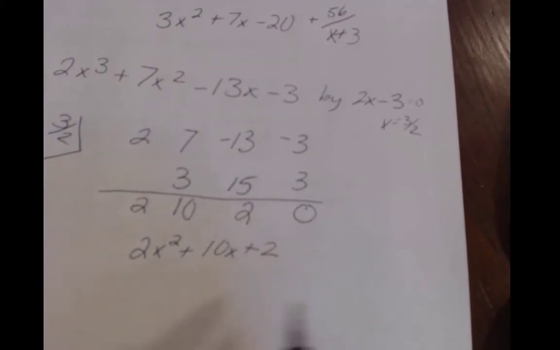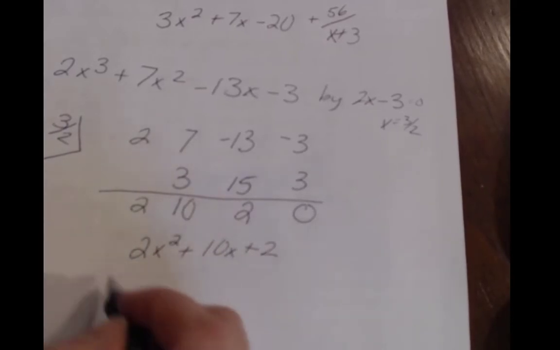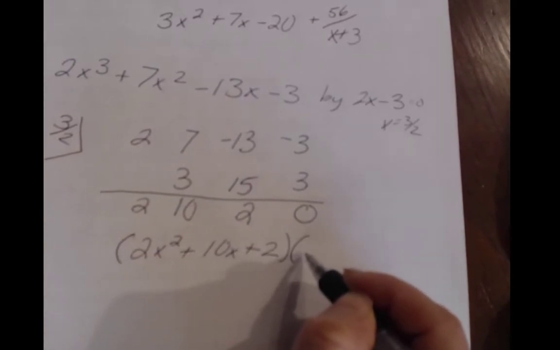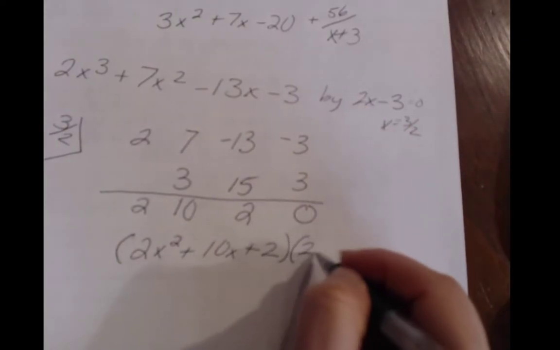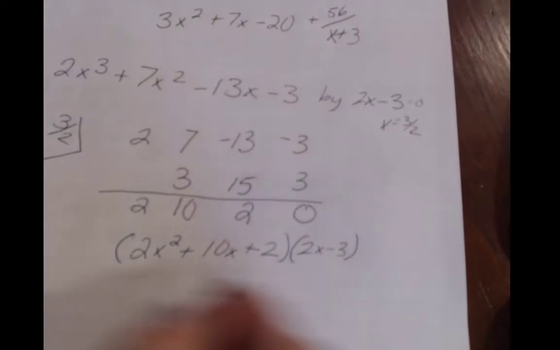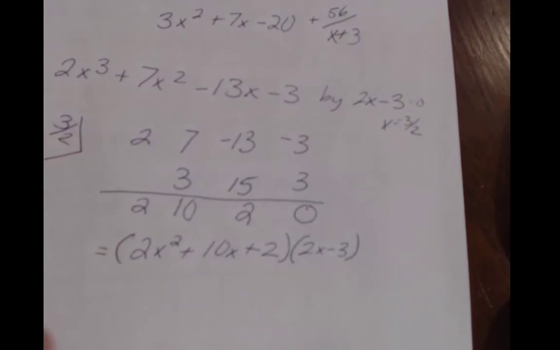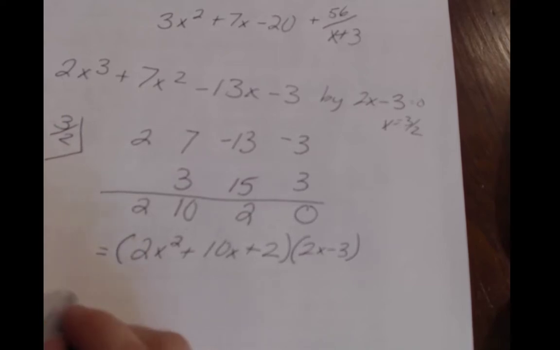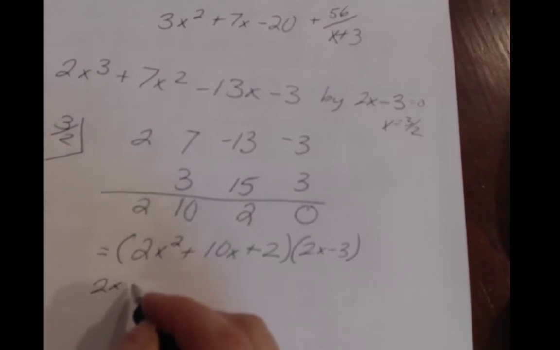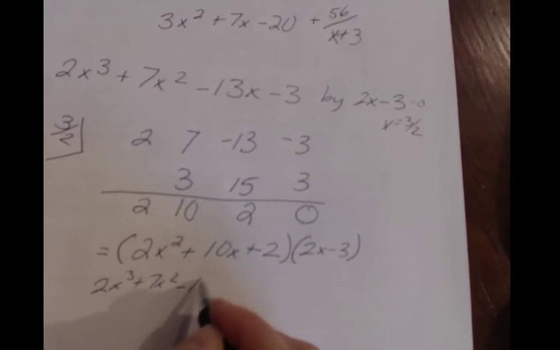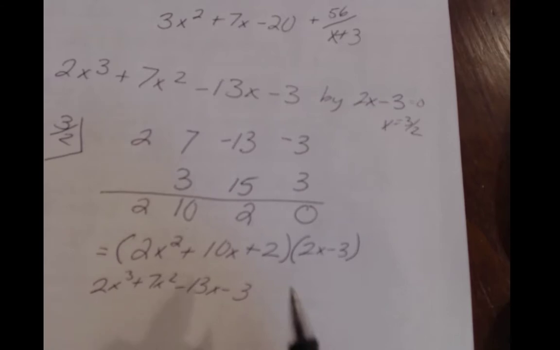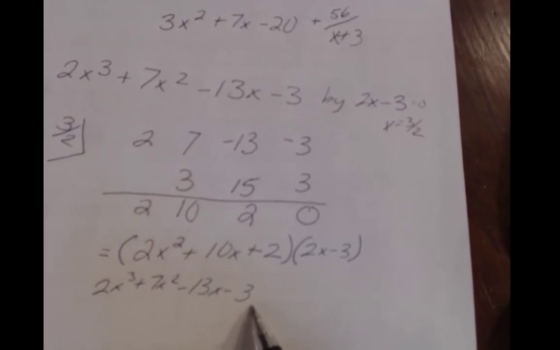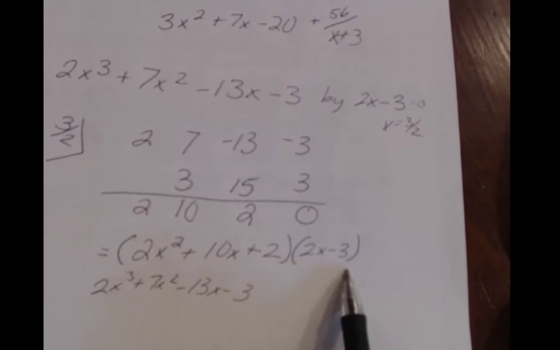Because it is a factor, we could say that this times 2x minus 3 equals our original polynomial. I'm going to write it below because I'm kind of out of room there on the side. 2x cubed plus 7x squared minus 13x minus 3. So by doing this synthetic division, we were able to factor this cubic polynomial.